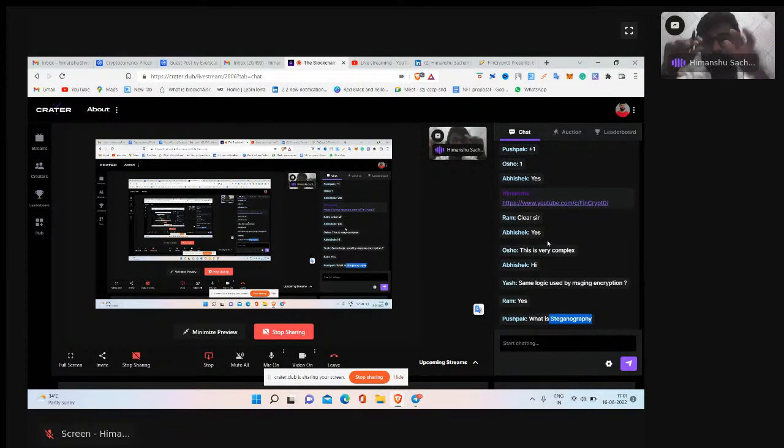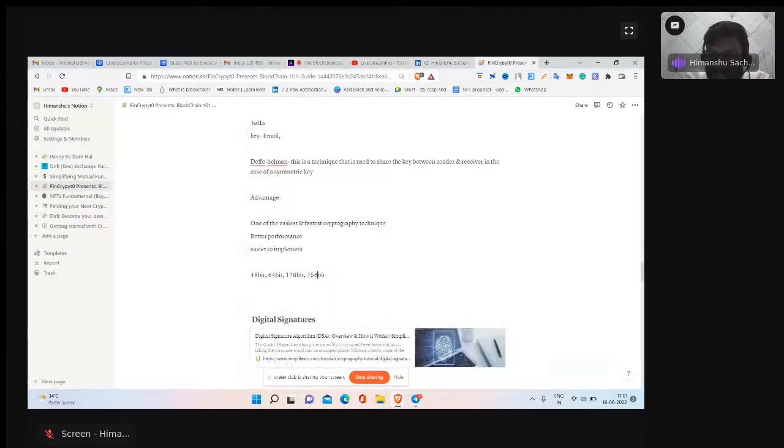But when it comes to cryptography, different techniques can be used. If you are using 48 bit or 256 bit cryptography, that will give you complex numbers. Like if you look at the example, this is the example which I have given.